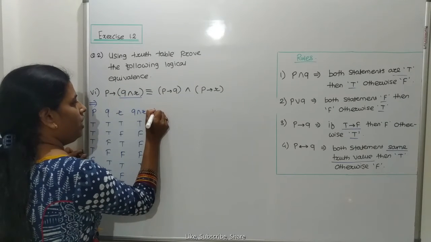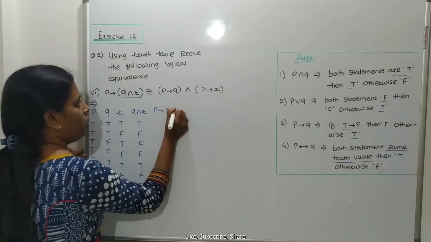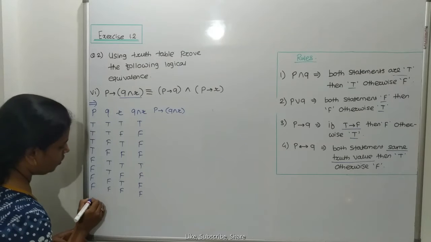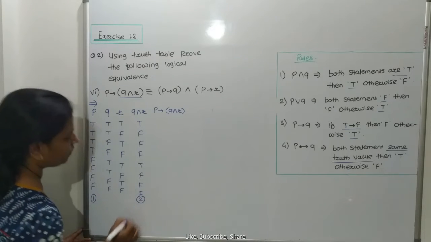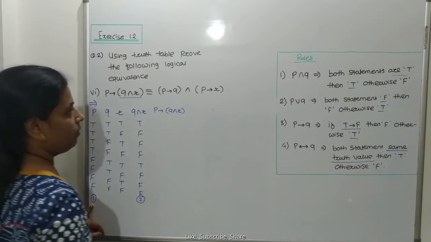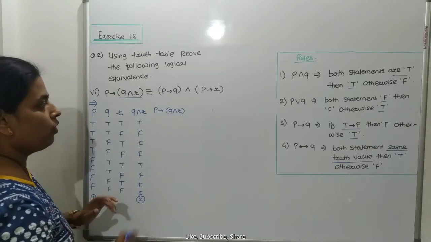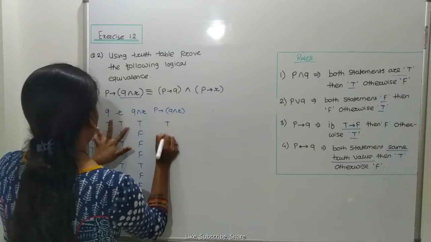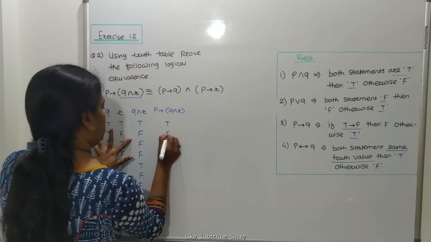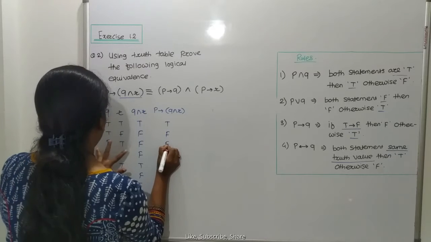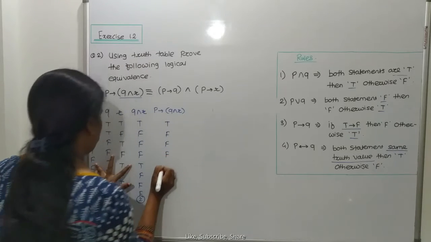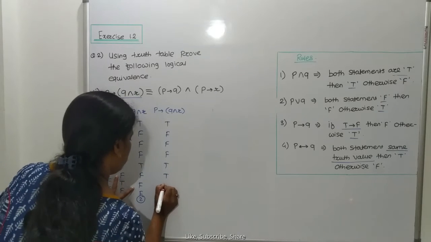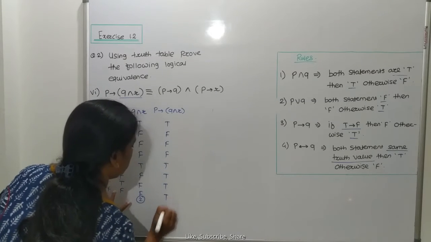Now next one, we have to complete this part. Now, P single implication Q and R. That means you have to perform single implication on P and this one. For single implication, what do we have to check? We have to check the true and false there. So true gets true here. True, false gets false. True, false, false. True, false, false. False, true, true. False, false, true. False, false, true, and false, false gets true.